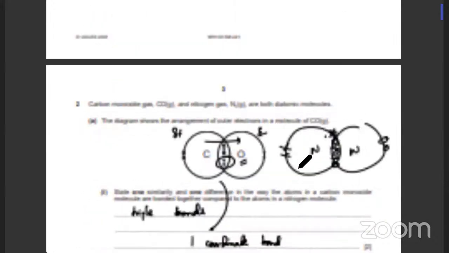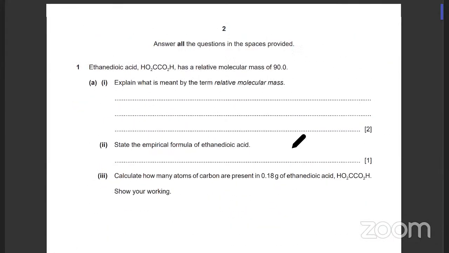Last question: what is meant by the term relative molecular mass? That's the average mass, because a molecule is going to have many isotopes, so its mass would vary. It's the average mass of a molecule compared to 1/12 the mass of a carbon-12 isotope.